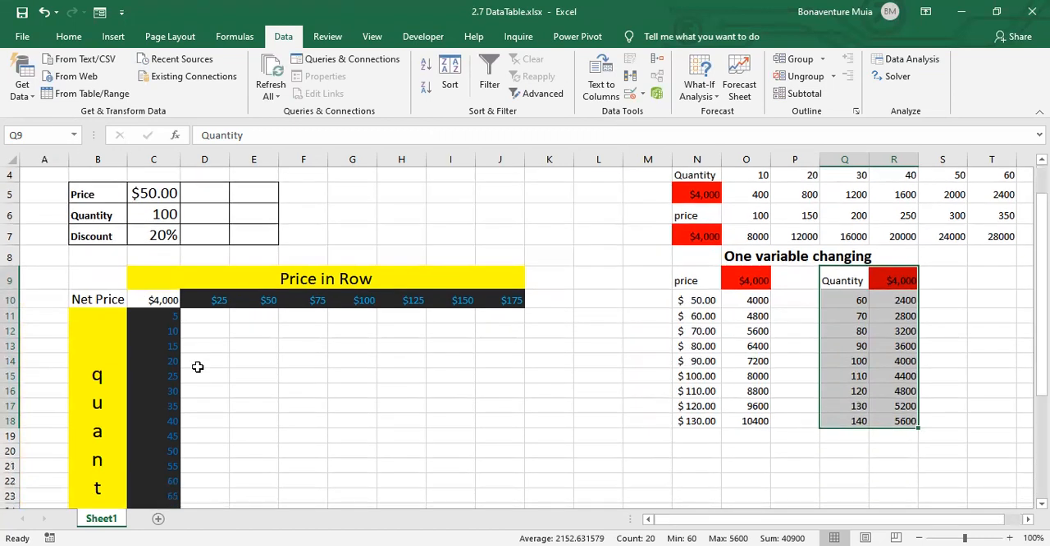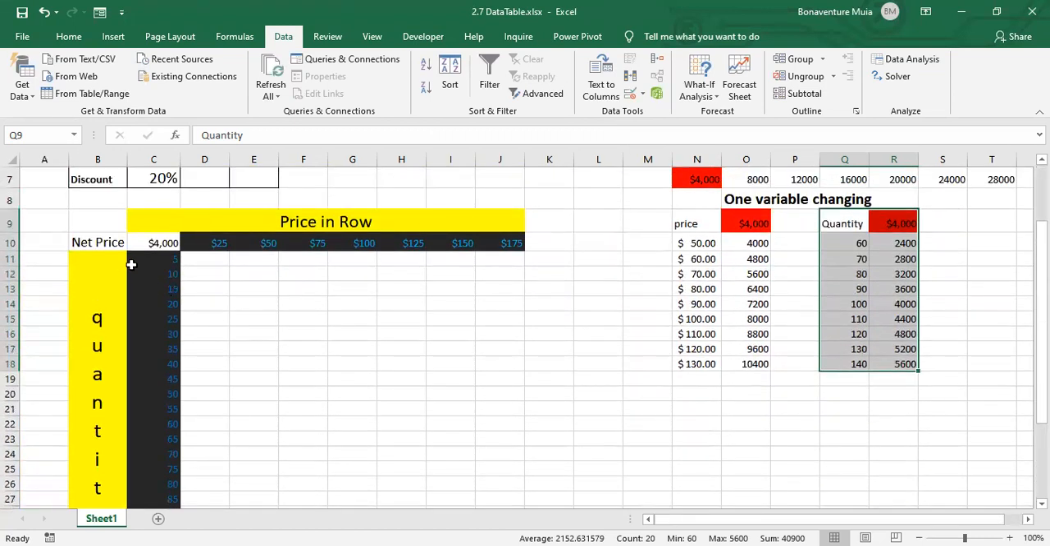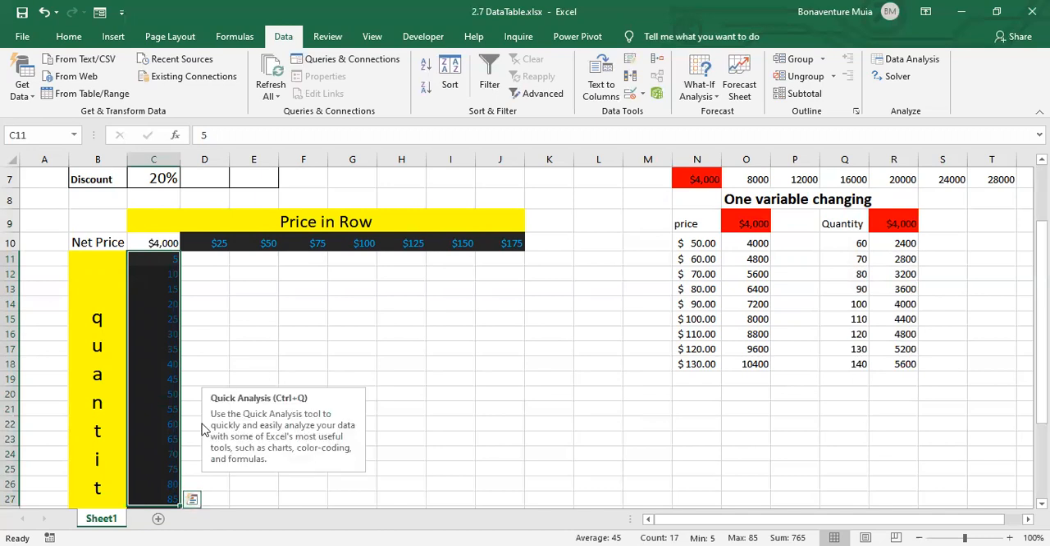Next, we have a different kind of table here. With this table that we have here, we got both a variable on the row and another variable on the column. The price is changing across the rows, while the quantity is changing along the column. So here we have two entries to make. We got price being the row input cell, and we got quantity being the column input cell.